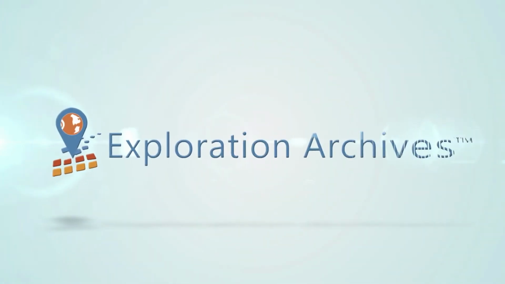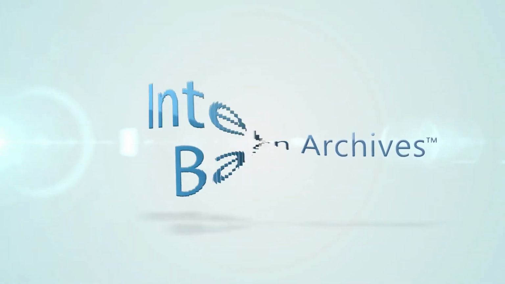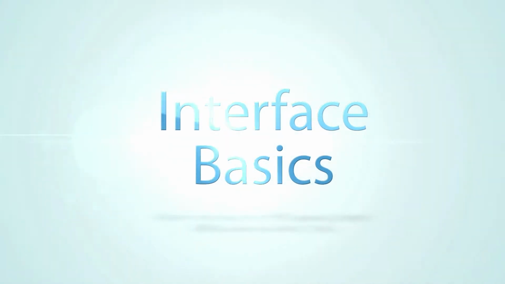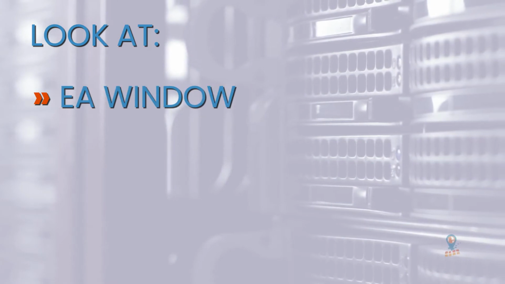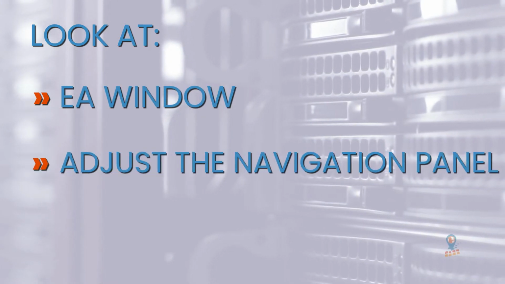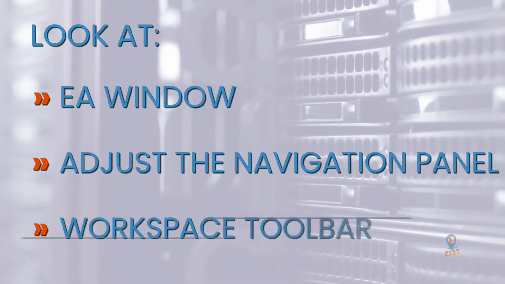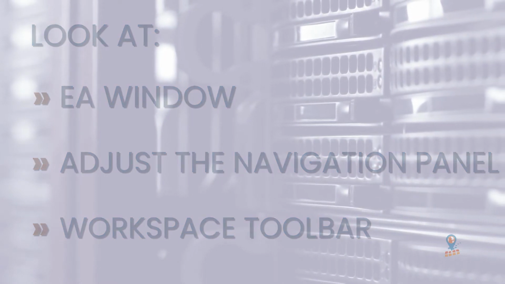Did you just get EA installed and are wondering where to begin? In this video series, we'll look at covering the basics. I'm going to start out by showing you the Exploration Archives window. We'll look at adjusting the navigation panel, and lastly, we'll look at the toolbar in the workspace.